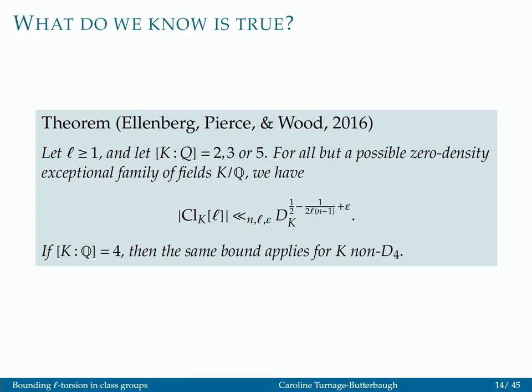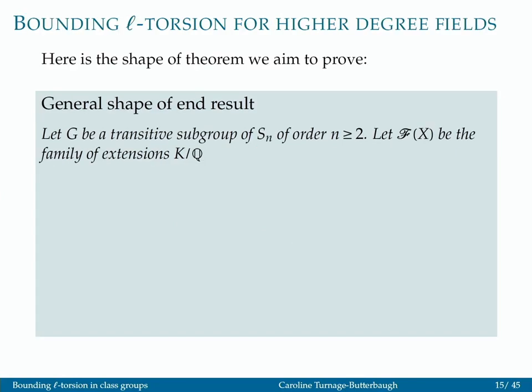Okay, so what I'd like to talk about now is how you could get a bound of this shape for maybe degrees higher than 5 and without assuming GRH. And that's what I'm interested in doing. So here is the general shape of a result I would like to be able to prove. And then we'll talk about what all these things mean in detail and what we can actually do in a few minutes. So here's the general shape of the end result that we want.